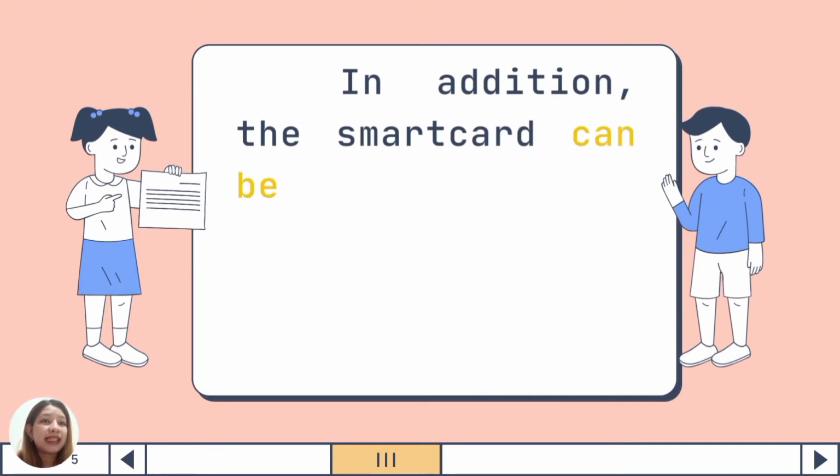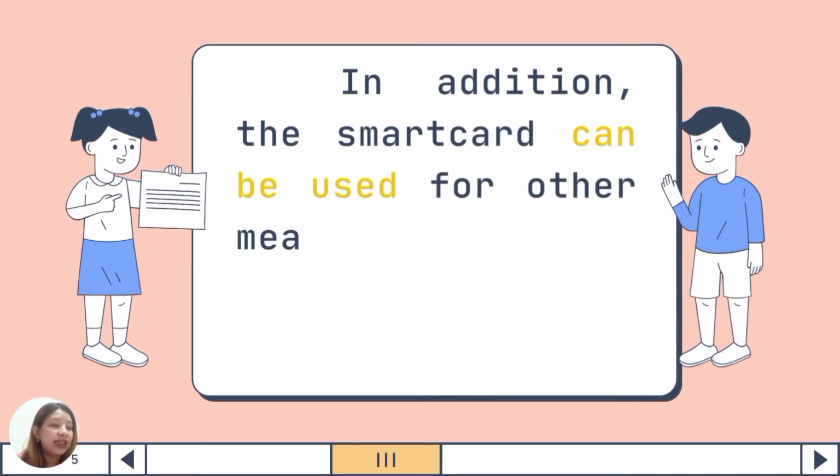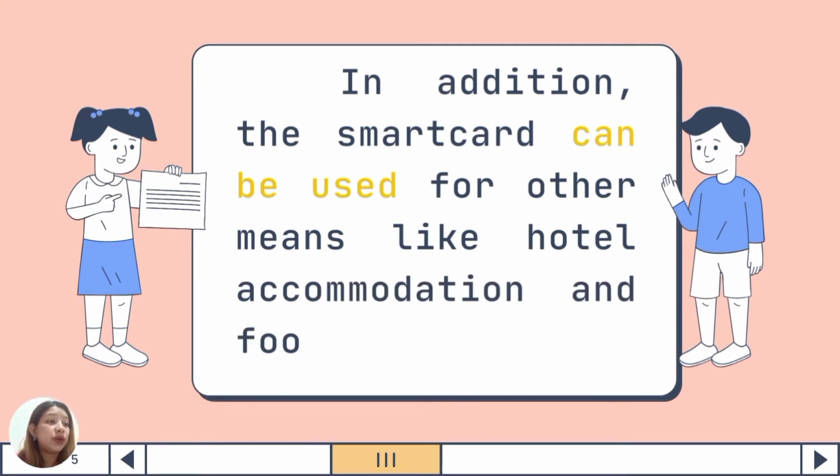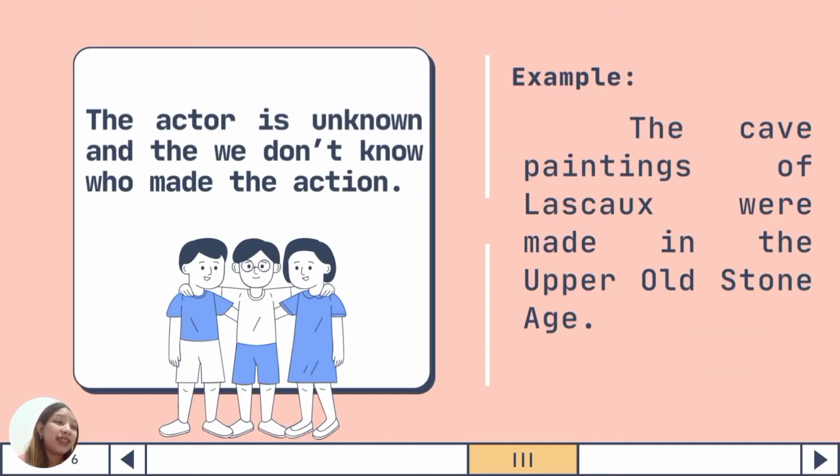Meanwhile, the second sentence in item number 1, in addition, the smart card can be used for other means like hotel accommodation and food stalls. This second sentence in item number 1 is written in the passive voice. You should remember that in some sentences, passive voice can be perfectly acceptable. You might use it in the following cases.